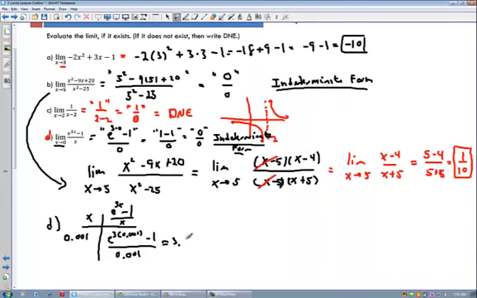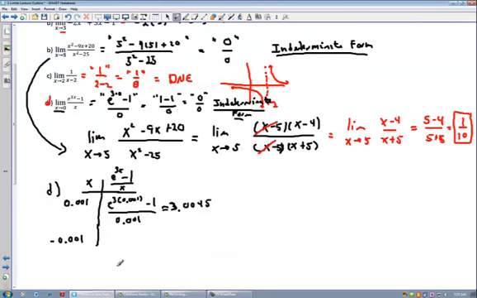So about 3.0045. Now, if I had to guess, I'd probably guess this answer is 3, because I'm assuming the limit's going to be a nice answer. But let's check it out from the left, too. So let's do the same number, except let's take it negative now. So we're approaching 0 from the left, basically.